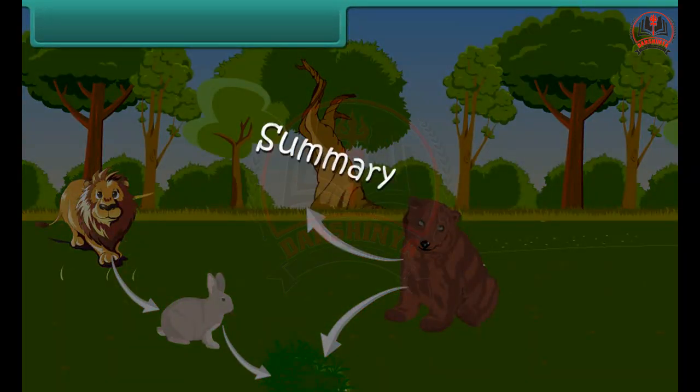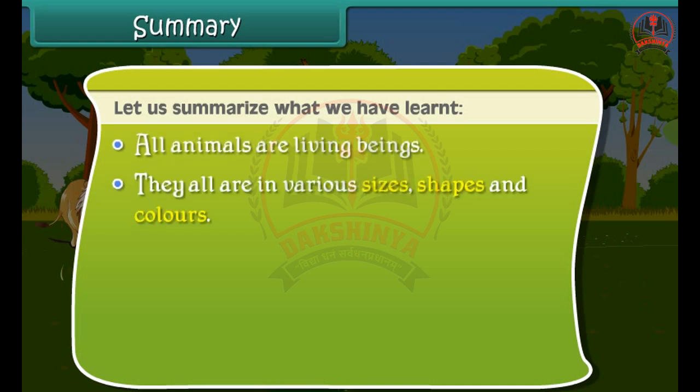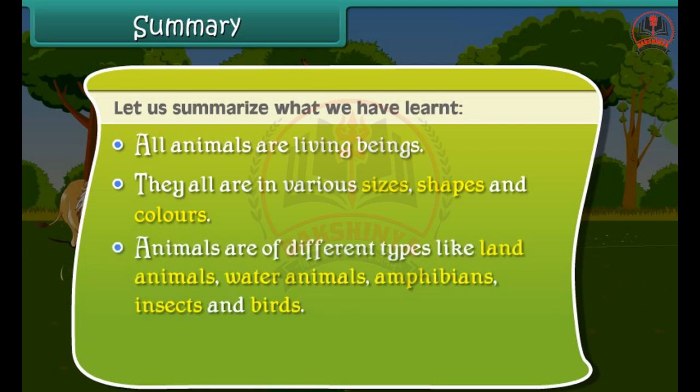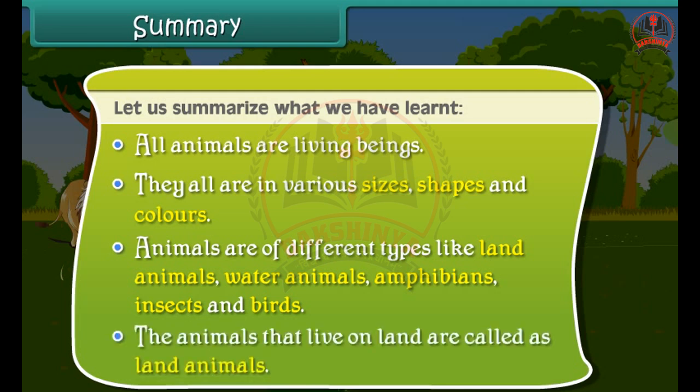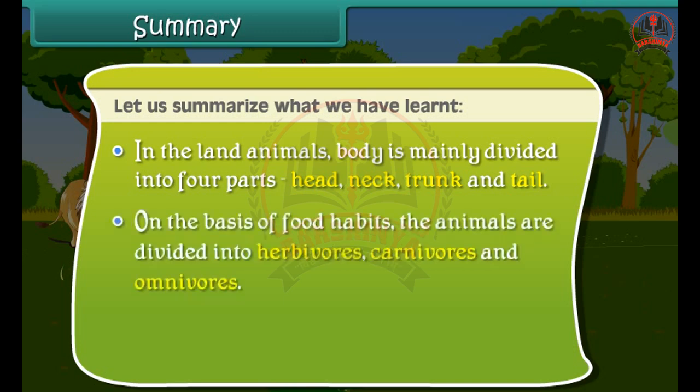Summary. Now friends, let us summarize what we have learned so far. All animals are living beings. They are all of various sizes, shapes, and colors. Animals are of different types like land animals, water animals, amphibians, insects, and birds. The animals that live on land are called land animals. In land animals, the body is mainly divided into 4 parts: head, neck, trunk, and tail. On the basis of food habits, animals are divided into herbivorous, carnivorous, and omnivorous.